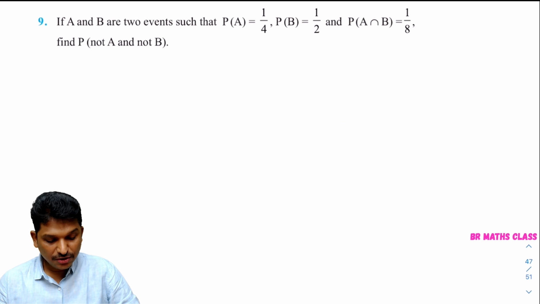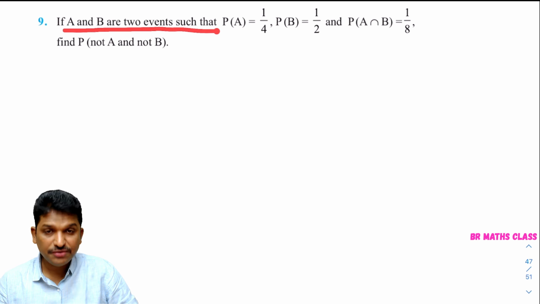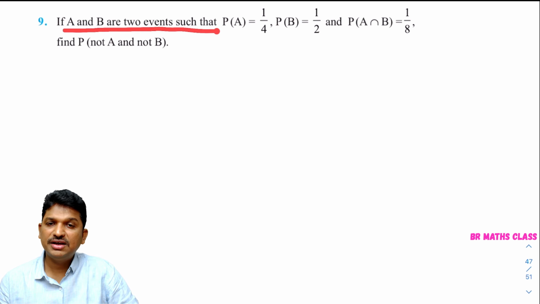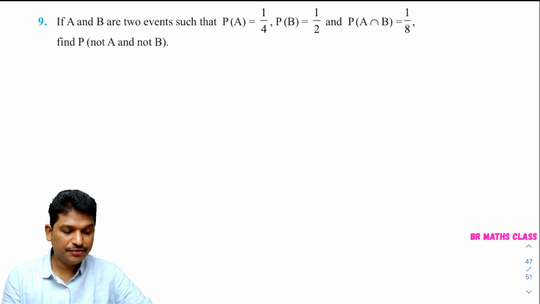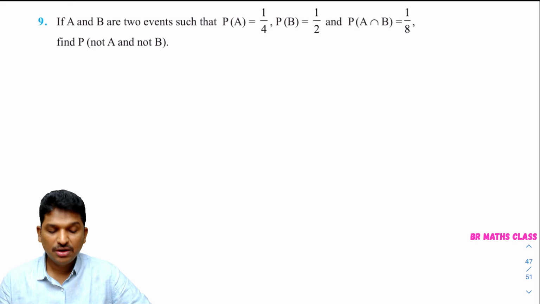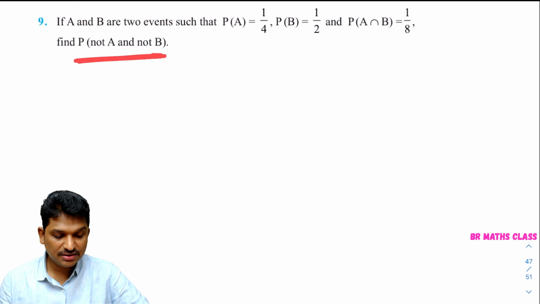You observe here what they are asking. If A and B are two events, they are just saying that A and B are two events, they are not saying they are independent or something like that. They are just events. That means A is a subset of the sample space, B is also a subset of the sample space. Event means you already know. And they gave probability of A, probability of B, and probability of A intersection B also. What they are asking: find probability of not A and not B.